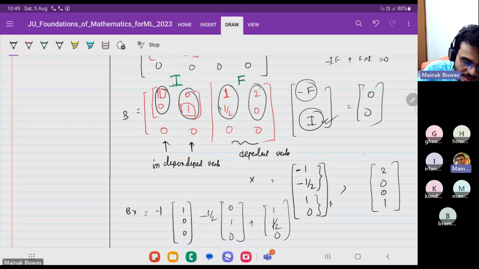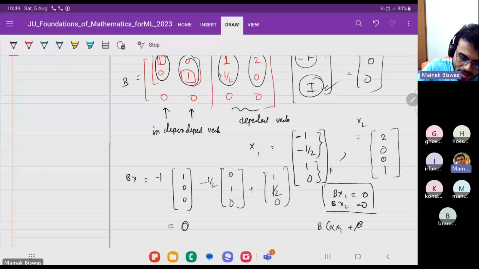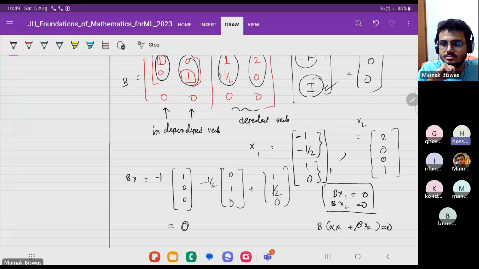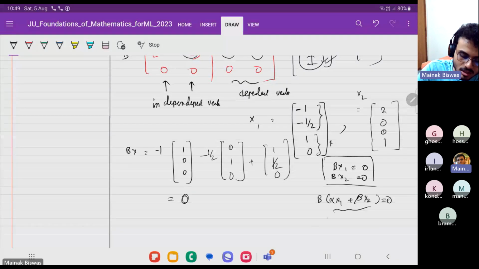So see, both of these vectors, x1 and x2, are vectors in the null space, yes or no? Yes. How am I saying they're vectors in the null space? Because B x1 is equal to 0, you have told me now, and B x2 equal to 0, yes or no? So do you agree B into alpha x1 plus beta x2 is equal to 0? Yes. So do you agree that you have a subspace now? Very good. So now alpha x1 plus beta x2, for all alpha, beta, forms the null space of A.